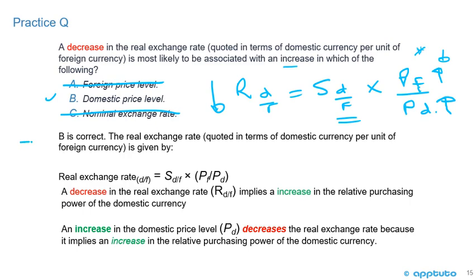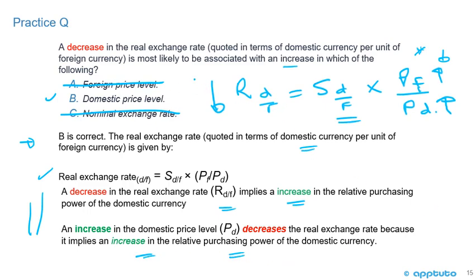So B is correct. The real exchange rate, quoted in terms of domestic currency, is given by the formula that I've just given you. And I've given you the rules here as well. A decrease in the real exchange rate implies an increase in the relative purchasing power of the domestic currency, and an increase in the domestic price level decreases the real exchange rate because it implies an increase in the relative purchasing power of the domestic currency.